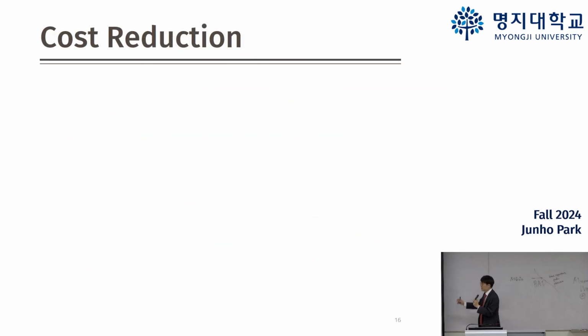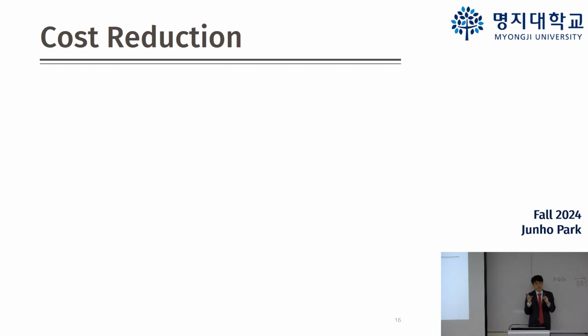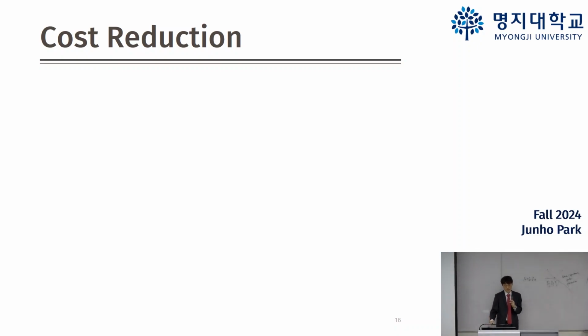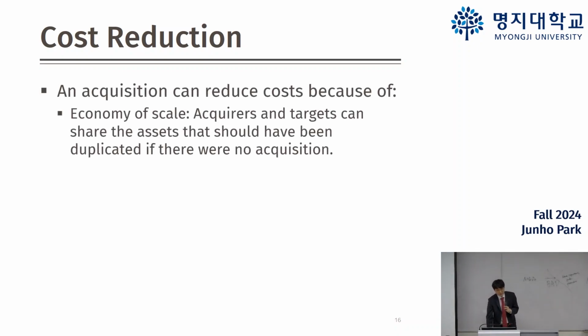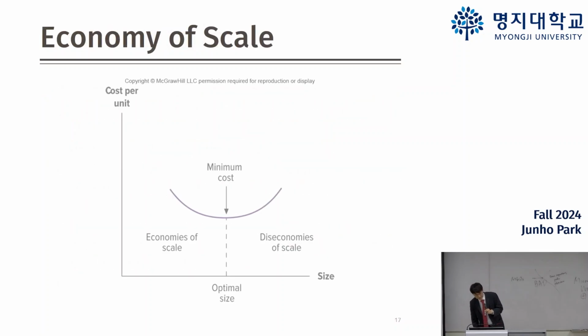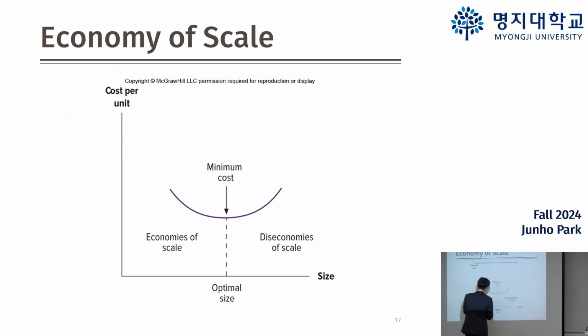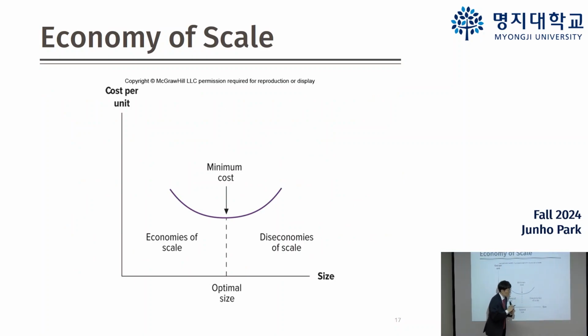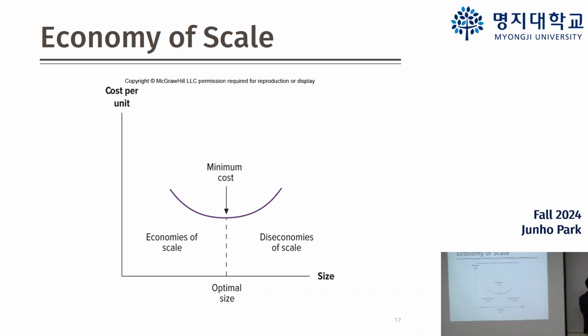And secondly, this is more important, we can reduce cost substantially. The first reason is that in most industries there is the so-called economy of scale. So the economy of scale is this one. The typical industry is the telecommunication industry.